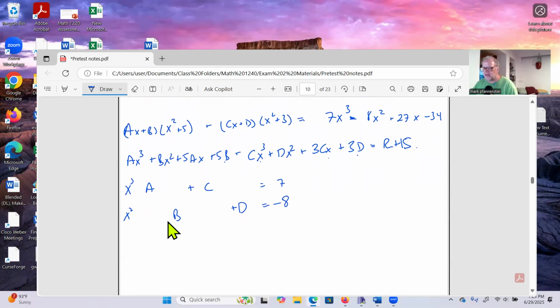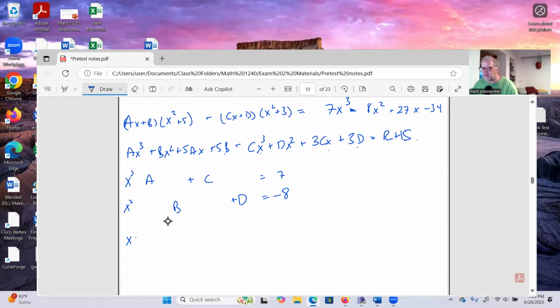All right. And then it's for my linear term, my x. Let's see, we have 5a, plus 3c. And then on my right-hand side, I've got a 27. There's no dx's or anything like that, there's no bx's. So just ax, it's the only one I have, and cx, it's the only one I have.